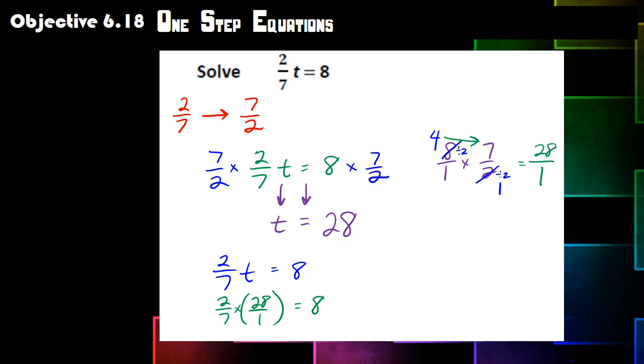So we can cross simplify 7 and 28. So 7 divided by 7 is 1. 28 divided by 7 is 4. And then we do 2 times 4 is 8 over 1. So 8 over 1, we simplify that to 8. So our answers match up, which means we did the check properly.